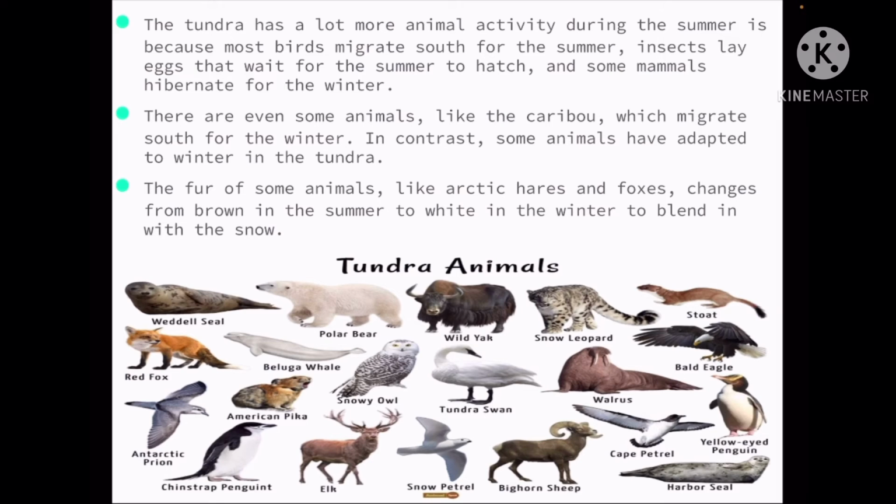In contrast, some animals have adapted to the winter in the tundra, which means some animals don't migrate south like the other animals, and they have adapted to the icy cold weather of the tundra biome. These animals have fur, and the fur of some of these animals, like the Arctic hares, foxes, or even the polar bears, changes from brown in the summer to white in the winter, to blend in with the snow.